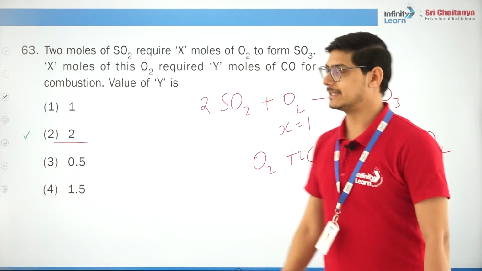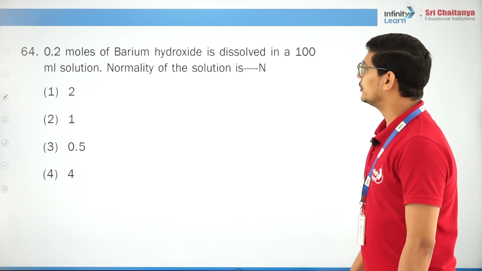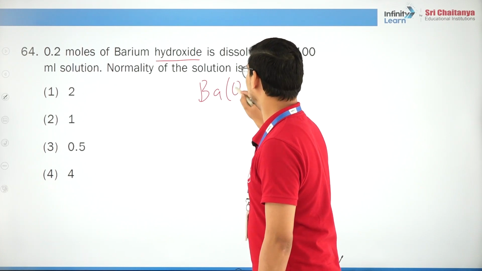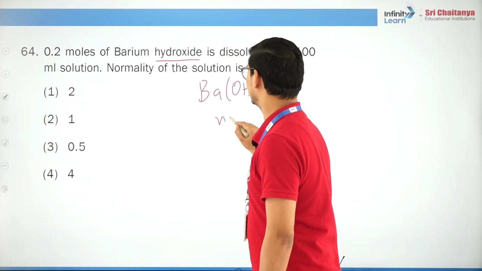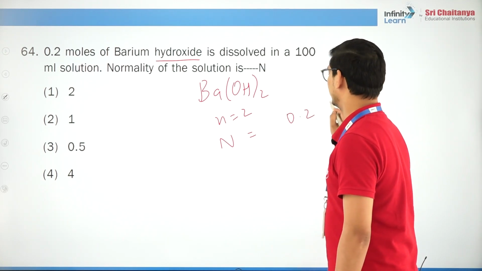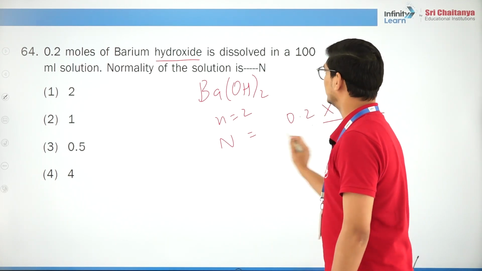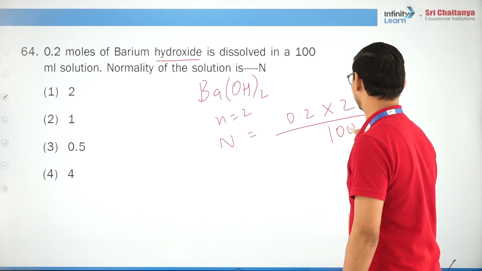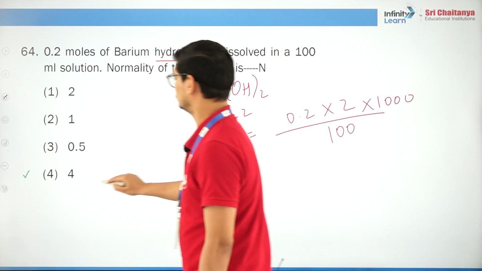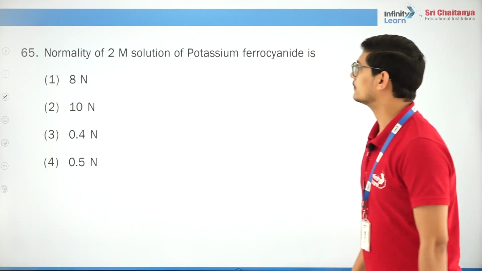Right? Next question. 0.2 mole of barium hydroxide. See, barium hydroxide is a diacidic base. Its N factor is 2. So the normality will be gram equivalents, which will be number of moles multiplied by N factor, divided by 100 ml of solution. So you can find out. It's very easy.